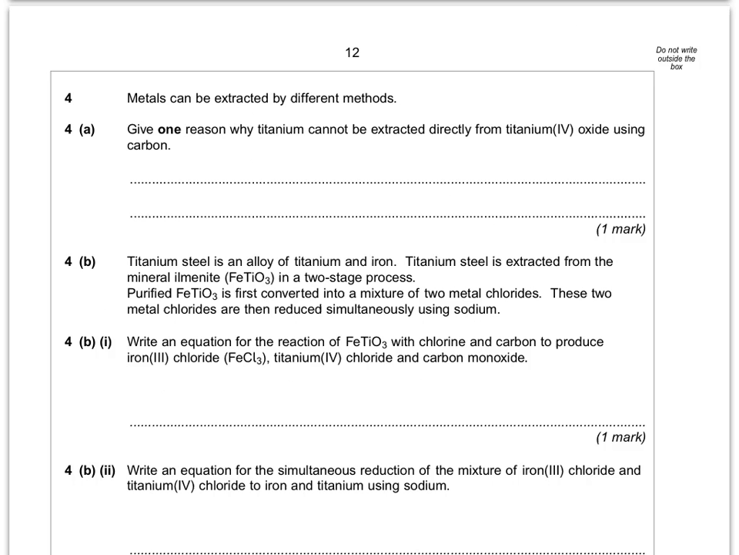Next question, this is about metal extraction. Metals can be extracted by different methods. Give one reason why titanium cannot be extracted directly from titanium(IV) oxide using carbon. So this is all about your titanium carbide being formed. So you can say titanium carbide formed, which makes the product brittle, or the product is brittle, something like that. Most of you got that right. I think you know what to write there.